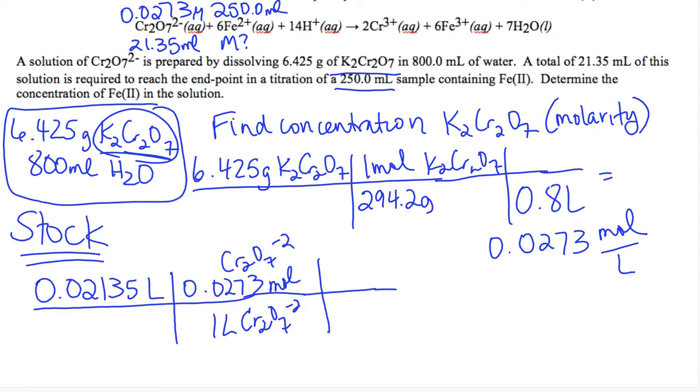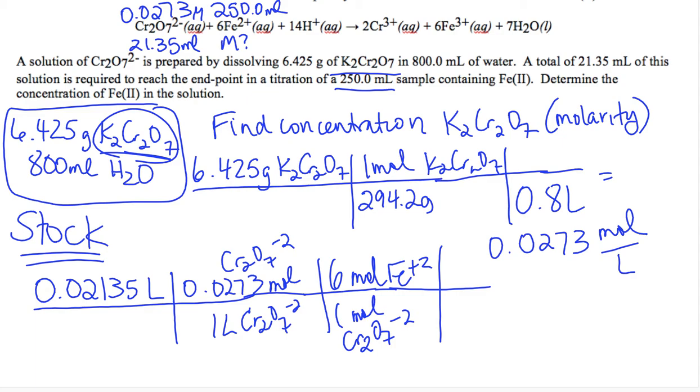Mole ratio to get to the unknown. Moles of known, moles of unknown. For every 1 mole of Cr2O7 negative 2, I have 6 moles of Fe plus 2. Now we have moles of unknown. Now we're supposed to find what we are looking for. How do we do that?